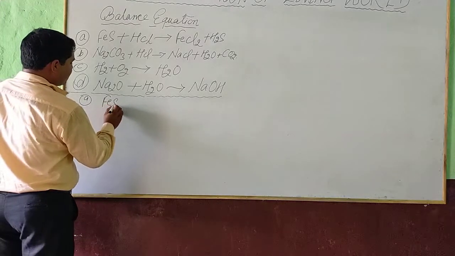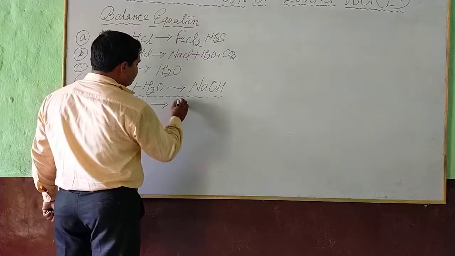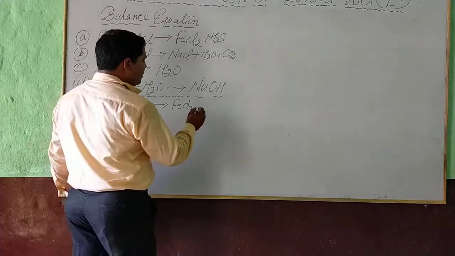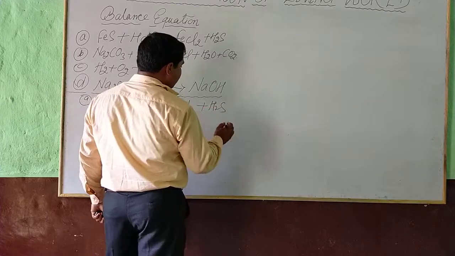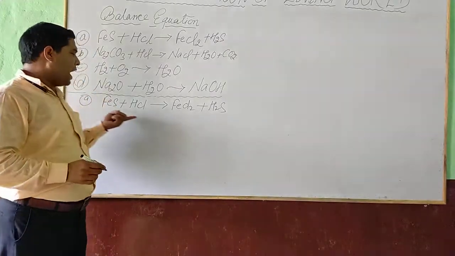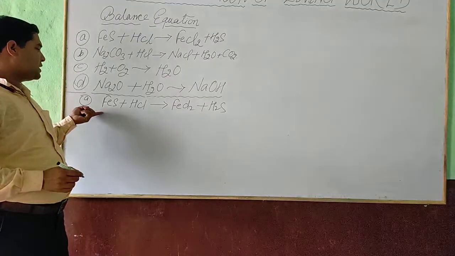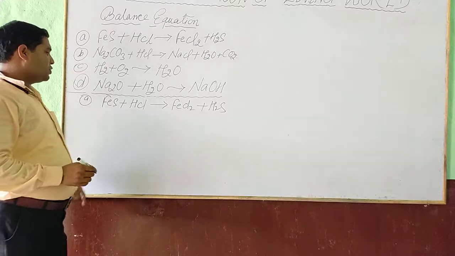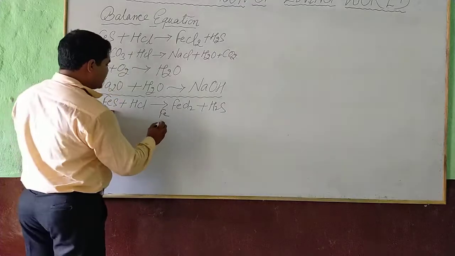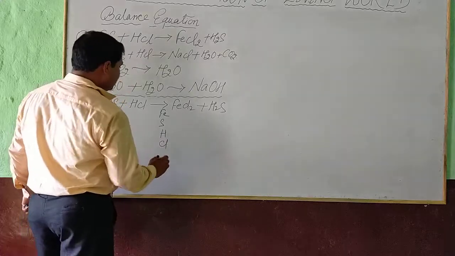Iron sulfide reacts with hydrochloric acid and forms iron 2 chloride plus hydrogen sulfide. Dear student, before we start to balance the chemical equation, we have to see which elements are present in the chemical equation. So the elements are: first iron, second sulfur, third hydrogen, and fourth chlorine.